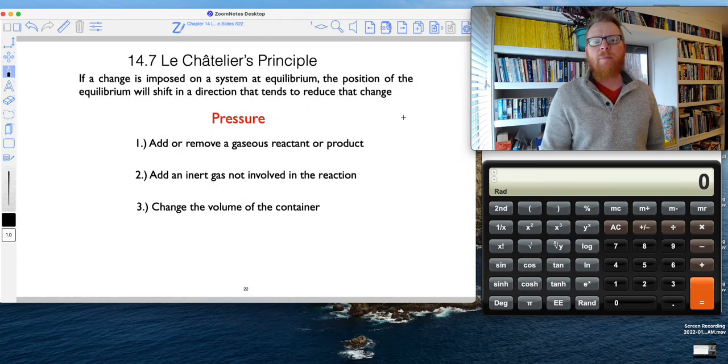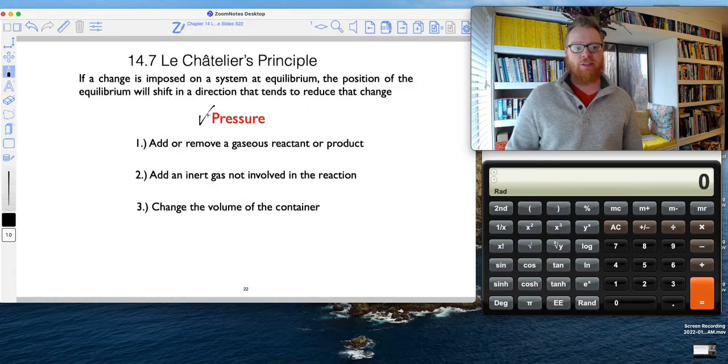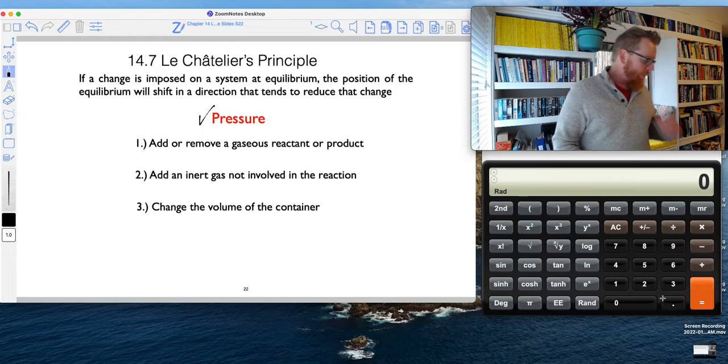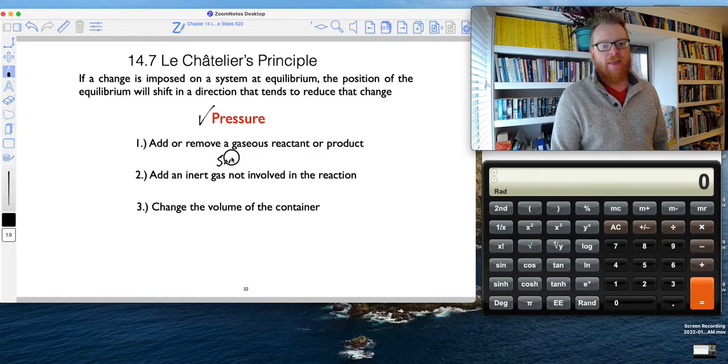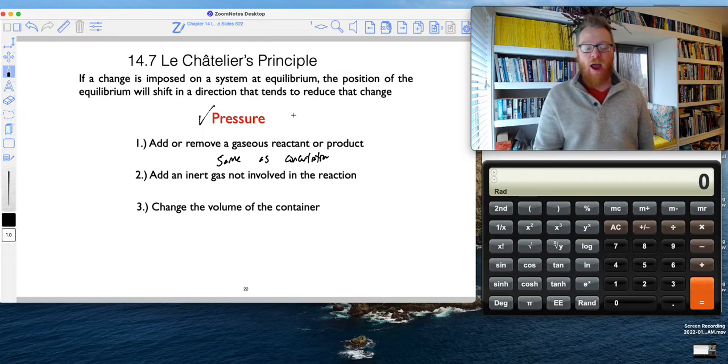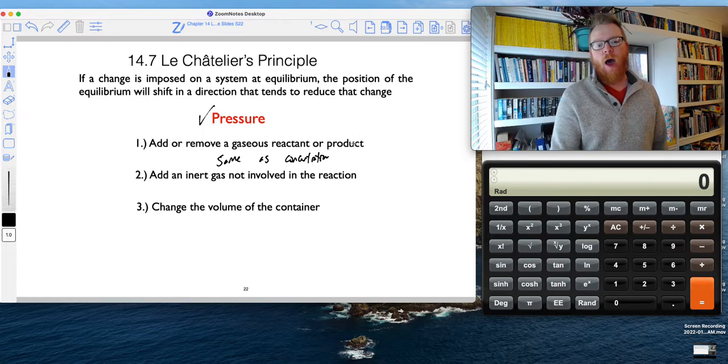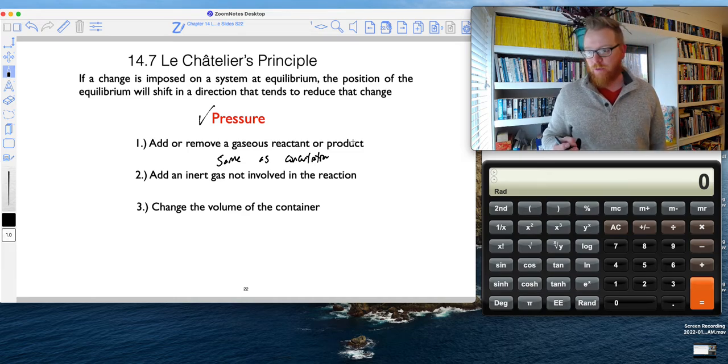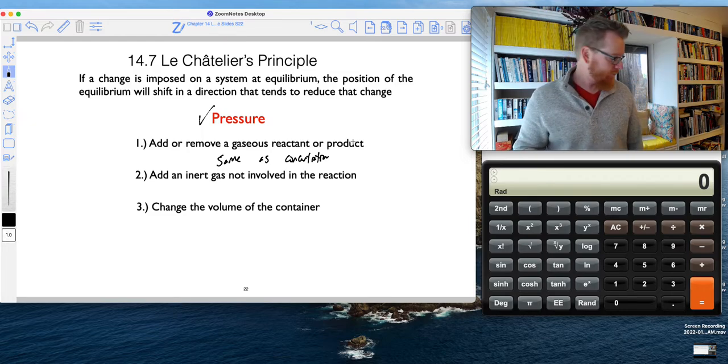What about if we change the pressure of the system? We can do that by adding or removing a gaseous reactant or product. That's the same as concentration. So if we add pressure in the form of a reactant, it's going to shift to the right. If we add pressure in the form of the product, it's going to shift to the left. If I remove pressure in the form of a reactant, it's going to shift left. And if I remove pressure in the form of a product, it's going to shift to the right.